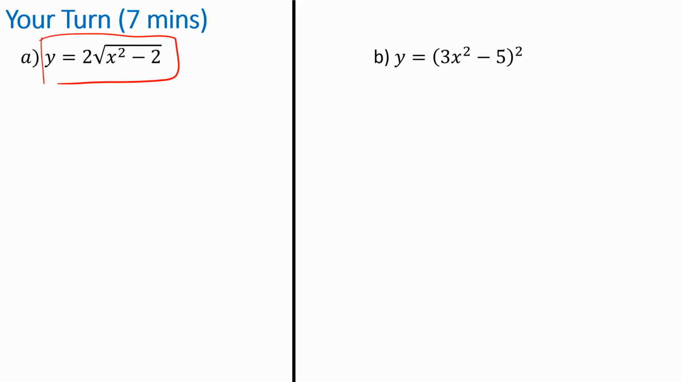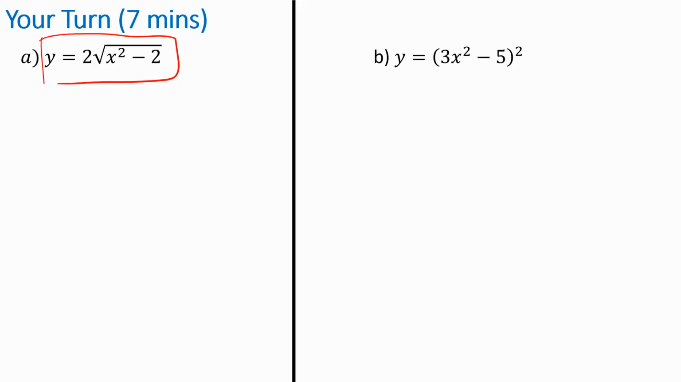You've got 2 times the square root of x squared minus 2. You want to find the derivative, which is the gradient. Okay, you want to find the gradient function. Now, that one looks tricky because it's not similar to what you've seen. This one is something easier to do, right? 3x squared minus 5, all squared, is easier to do. Your job is to figure out what the power is.